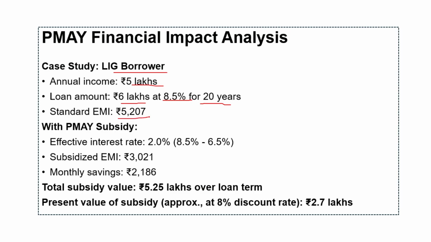With the PMAY, we have EMI of 3,021. So monthly saving of 2,186. So present value of subsidy, approximately at 8% discount, is 2.7 lakhs. We can see that.